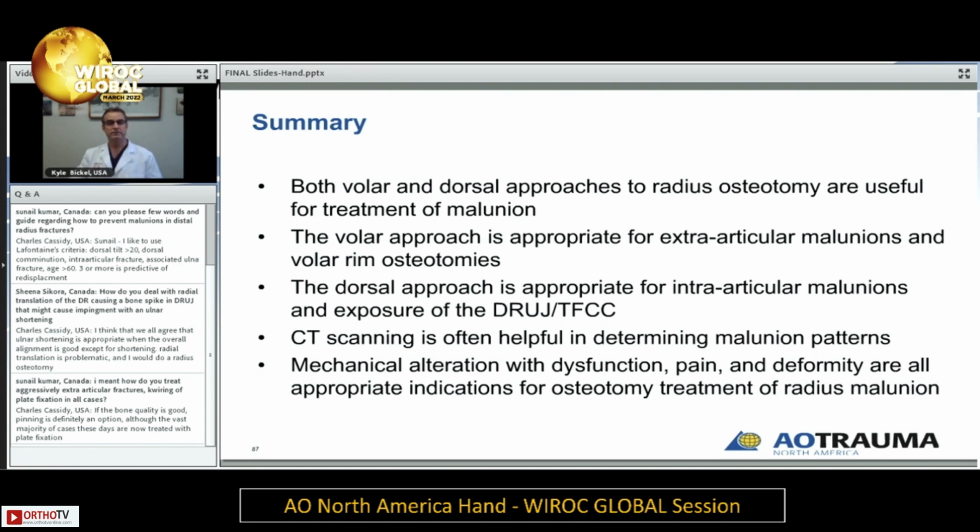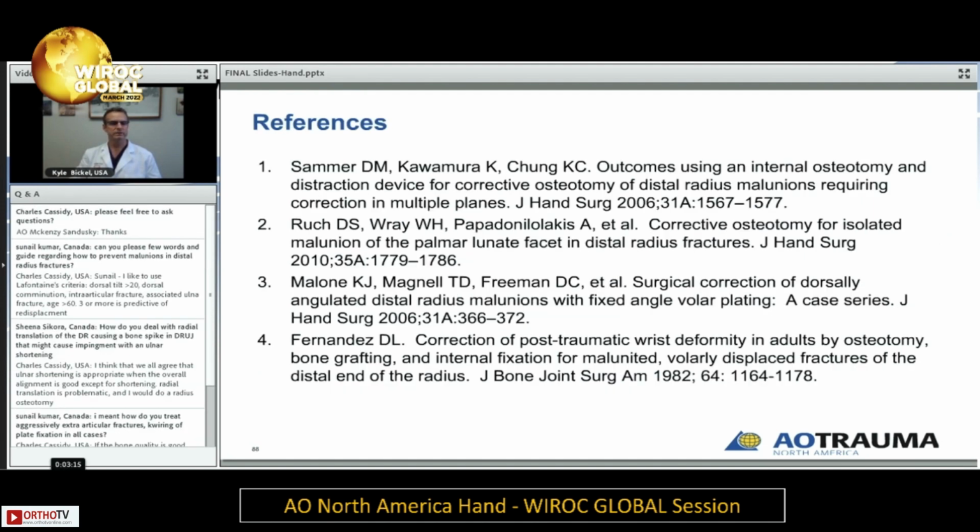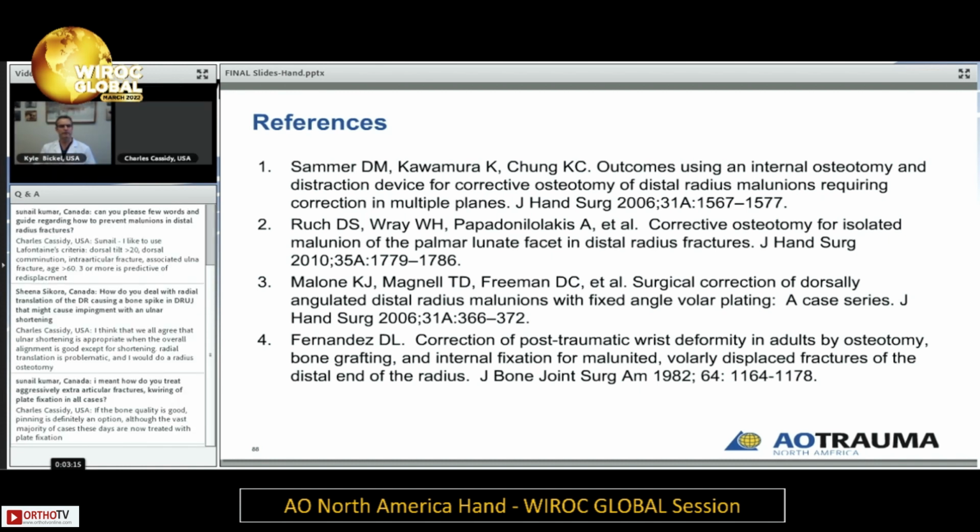Mechanical alteration with dysfunction, pain, and deformity are all appropriate indications for osteotomy. I've provided some references which you'll have in the downloaded segment after we complete the webinar, and I think these are all great papers going over some of the basic principles.